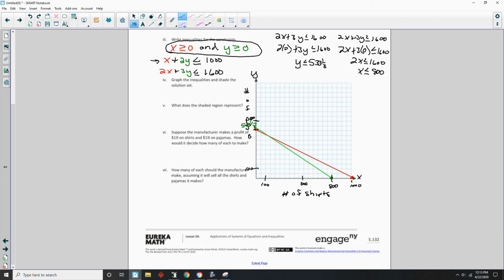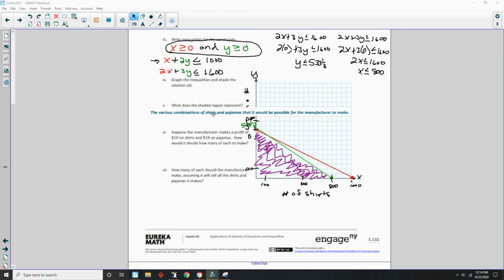Okay, so let me just do that with a pen. So this is my solution set. Nothing above either of the lines. So I can't go above the green, I can't go above the red over here or the green over here. So everything in this shaded region is a solution to this inequality. So what does the shaded area or shaded region represent? The various combinations of shirts and pajamas that it would be possible for the manufacturer to make.